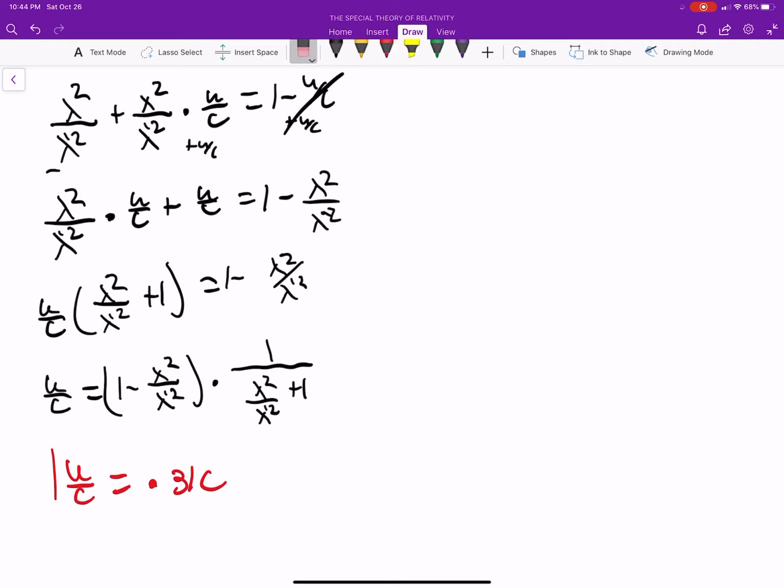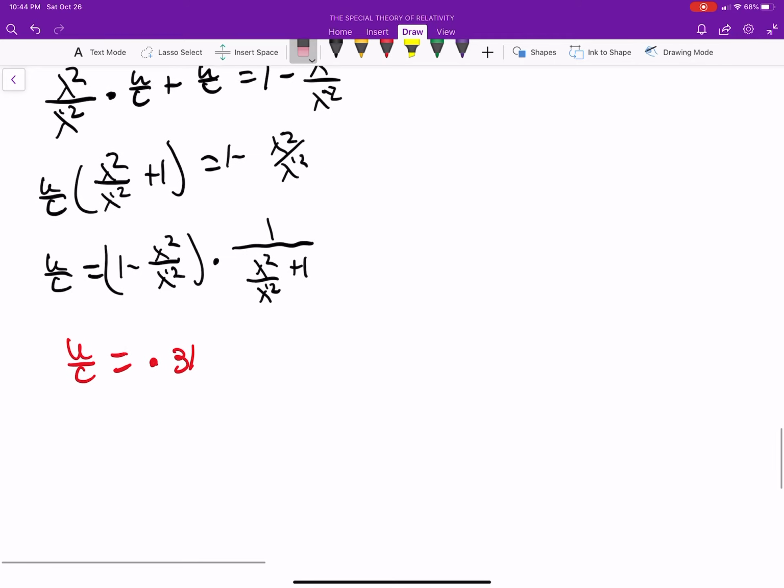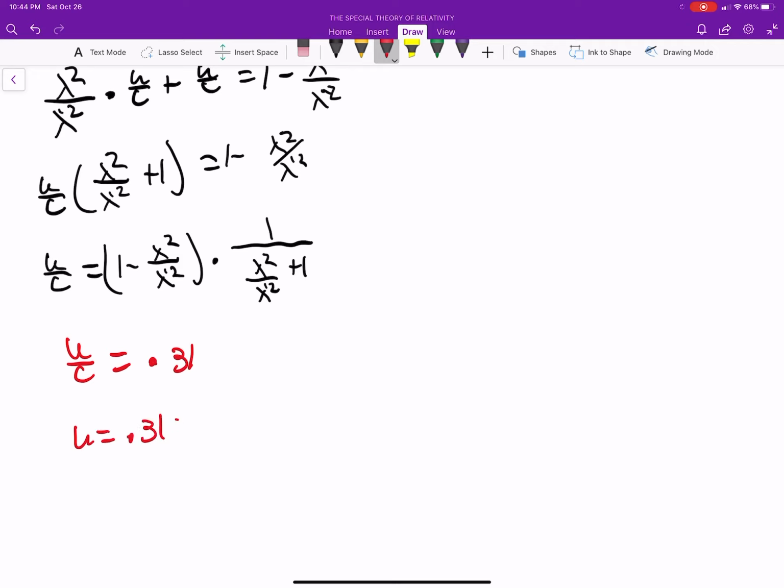I'm sorry, u over c equals 0.31. So u, which is the relative speed we're looking for, is 0.31 c. There you go. All you would have to do is plug in your numbers here, but that's our equation. Okay? So there we go. That's how we do it.